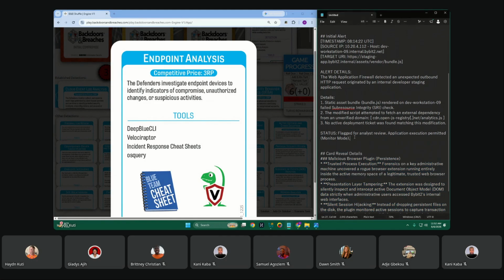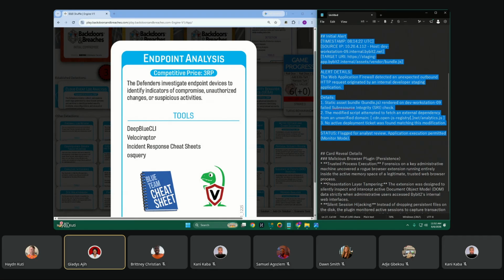Oh, you guys got a workstation name? Did I see something somewhere, Hayden? Oh, here we go. And you have your workstation. Yeah, now you guys know what workstation the dev was working on. That's good.